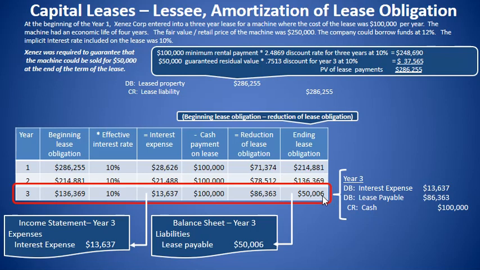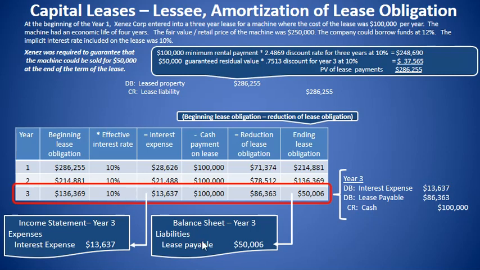due to rounding issues in the amortization table, it's $6 off. If we take a look at our journal entry for year number 3, we're going to debit our interest expense for $13,637. We're going to debit, again, amortize our lease for $86,363 and credit cash for $100,000.